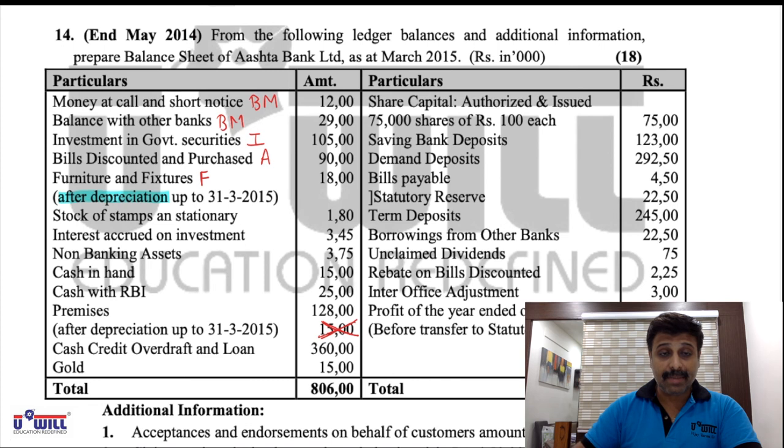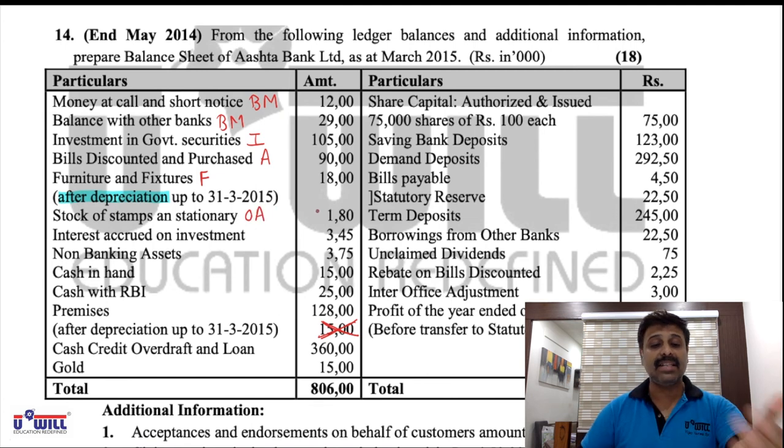So what we did in the previous question, same thing you have to do. First, add back the amount of depreciation and then you show depreciation in the inner column. Stock of stamps and stationery, other assets. So last question, what we have done, other assets was not there. Here you have other assets also. Interest accrued on investments, other assets. Non-banking assets, other assets.